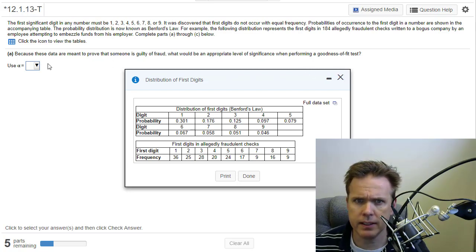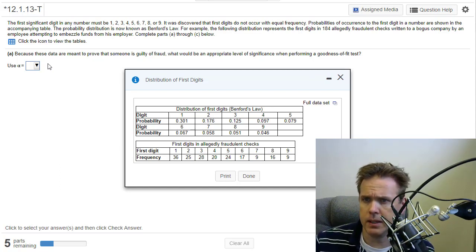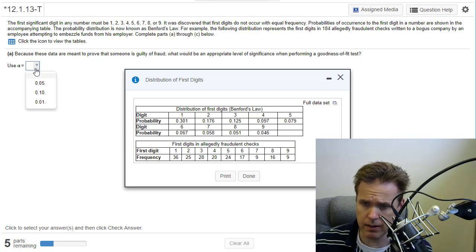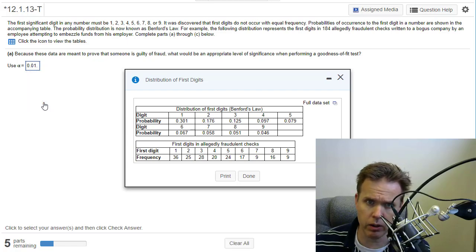Okay, because these data are meant to prove that someone is guilty of fraud, what would an appropriate level of significance be when performing a goodness of fit test? So we want to be really sure. We don't want to accuse somebody if they in fact did not do it. So we're going to select the lowest possible one they have here, 0.01.